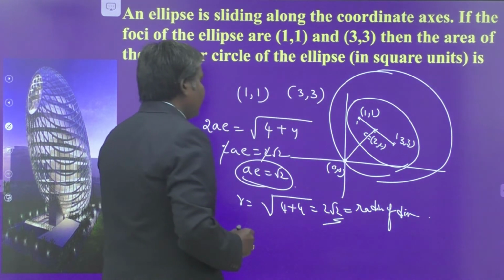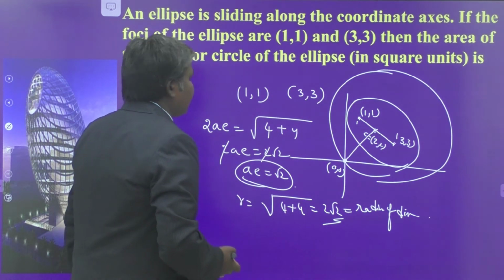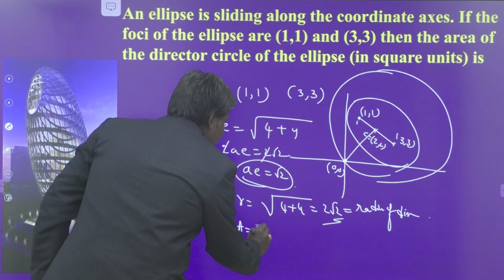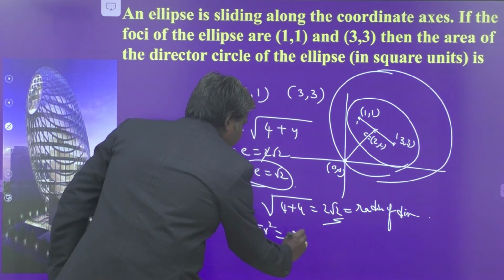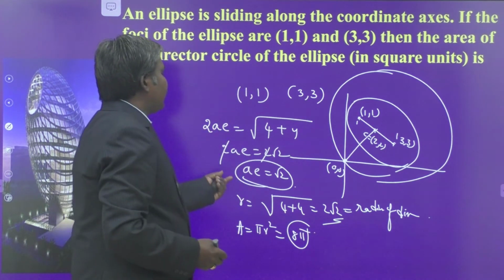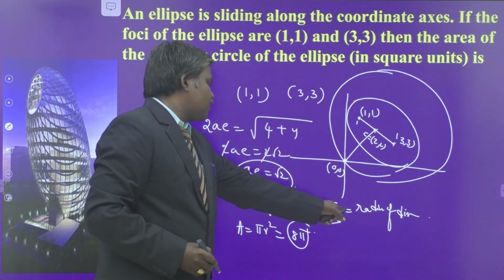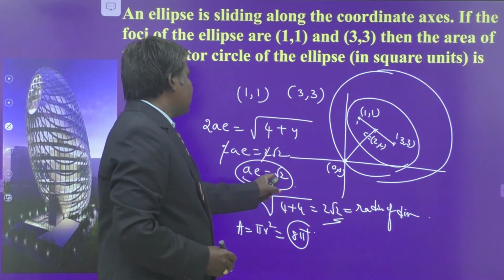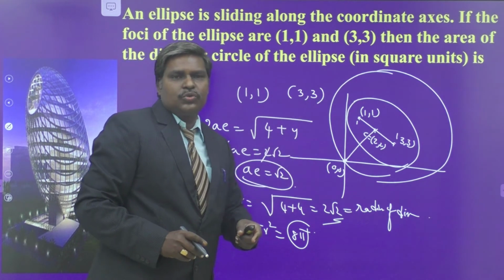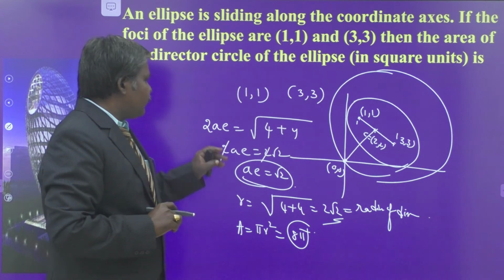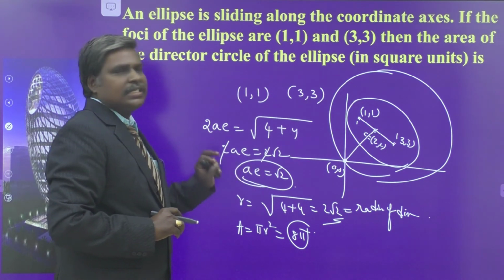After getting the radius of the director circle, can you get the area of the director circle or not? Area is equal to pi r square, that is nothing but 8 pi. From this information you can calculate the eccentricity also. This is a square plus b square is 8, and this is AE. By solving those two equations, we obtain the eccentricity of that ellipse also. Understand? For this problem, no need to write the AE distance.